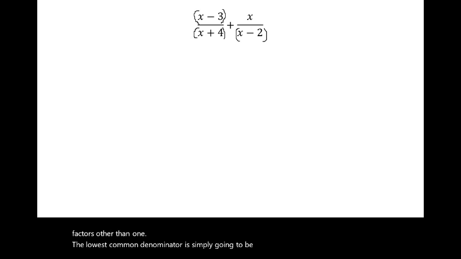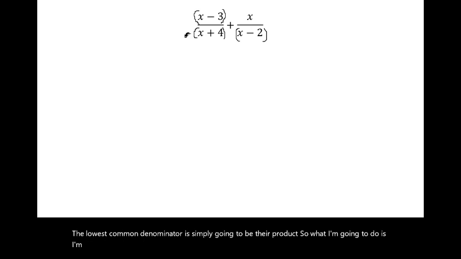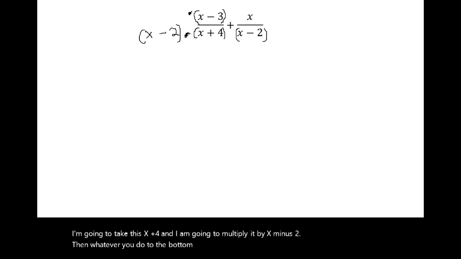So what I'm going to do is take this x plus 4 and multiply it by x minus 2. Then whatever you do to the bottom of a fraction, you need to do the exact same thing to the top. So I'm going to multiply the top by x minus 2.